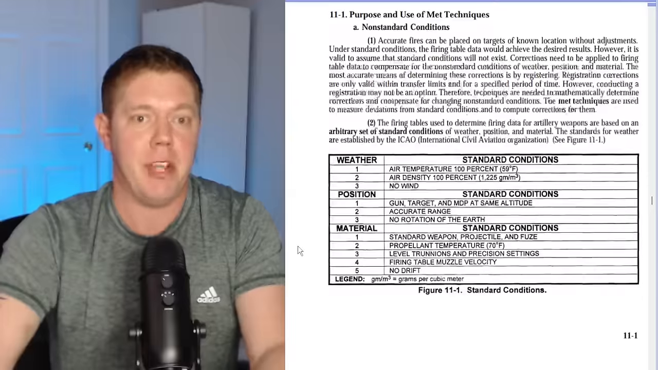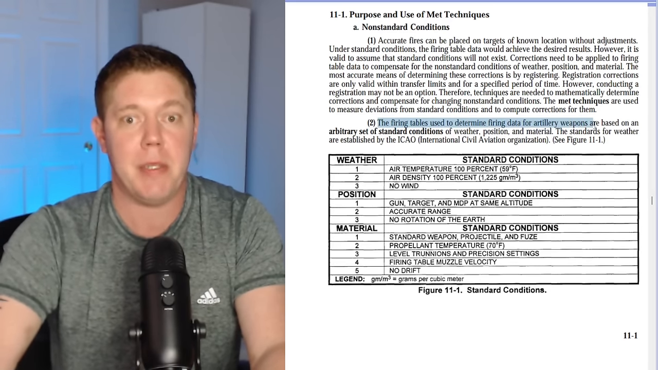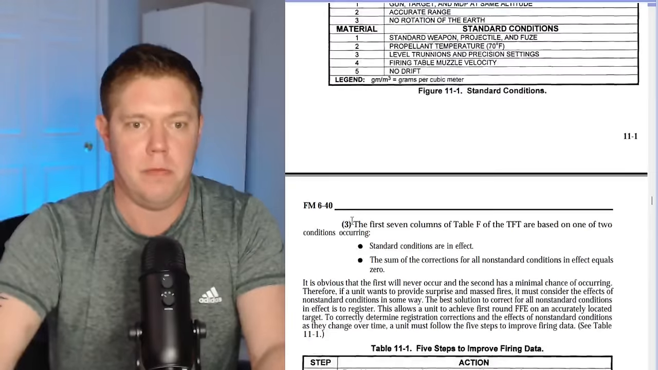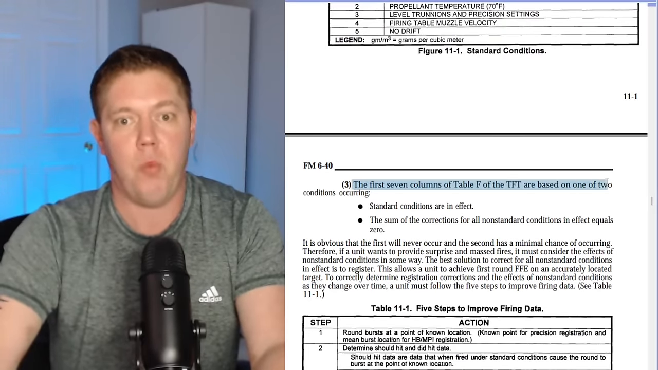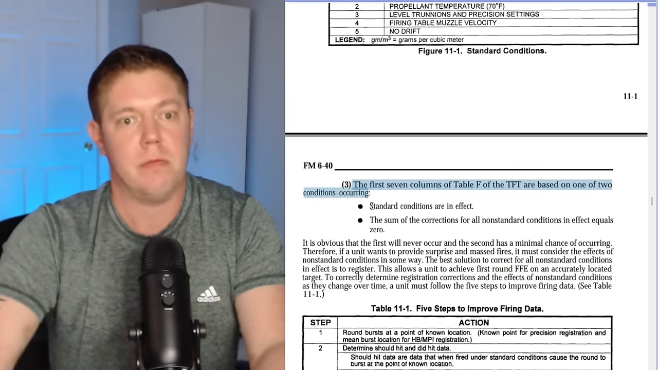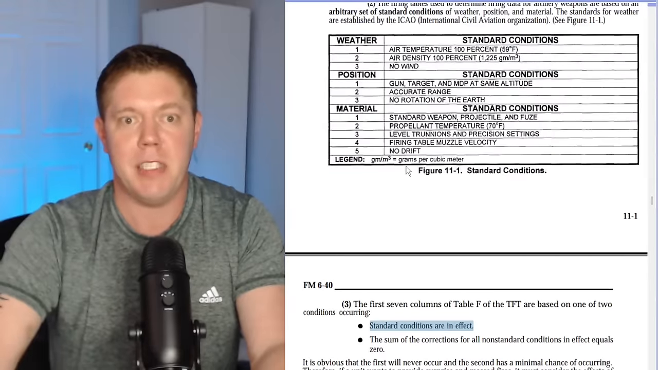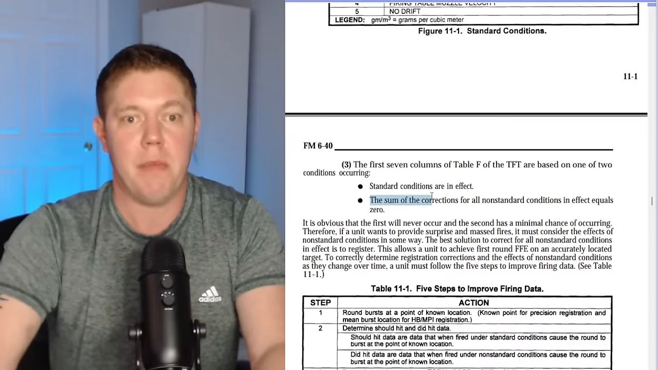Okay, I'm here in chapter 11, and you see the same table you showed us on page 4. Let me read the sentence real quick. The firing tables used to determine firing data for artillery weapons are based on an arbitrary set of standard conditions of weather, position, and material. Moving on. The first 7 columns of Table F of the TFT are based on one of two conditions occurring. Condition 1. Standard conditions are in effect. If standard conditions are in effect, there's no rotation of the Earth. Condition 2. The sum of the corrections for all non-standard conditions in effect equals 0.